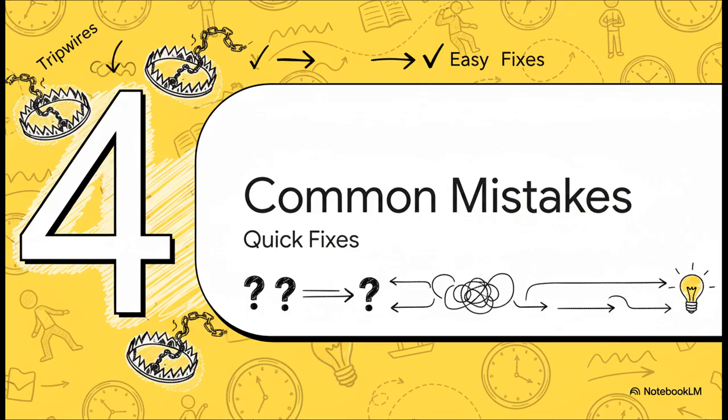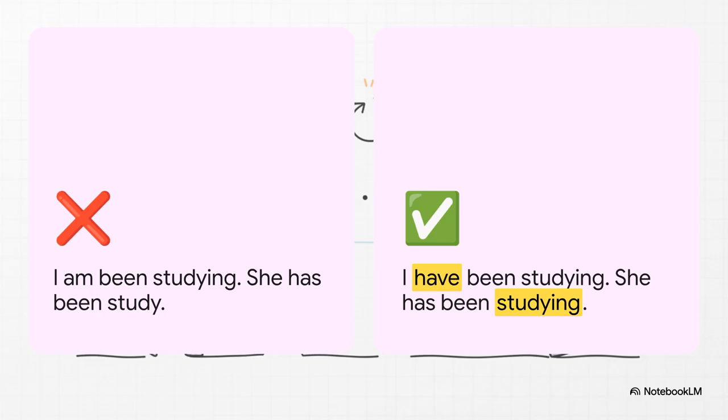Now, of course, like with any part of grammar, there are a few common little traps people fall into. But the good news is, they're super easy to fix once you know what to look for. Let's check them out. These are probably the two biggest culprits right here. First, people sometimes forget to use have or has. They'll say something like, I been studying. But nope, you've got to have that have in there. And the second one is forgetting that ing on the main verb. It's not she has been study. It's always she has been studying.